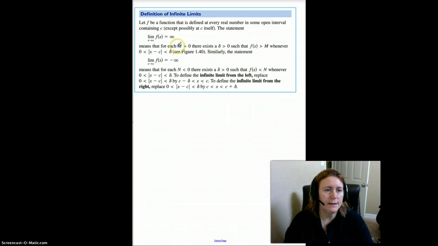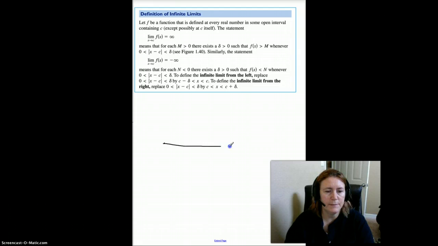If you have the statement, the limit as x approaches c of f of x equals infinity, that means, going back to that original definition, that for every M greater than 0, there exists a delta greater than 0, such that f of x is greater than M whenever the absolute value of x minus c is less than delta. And you can do the same argument for x equals negative infinity.